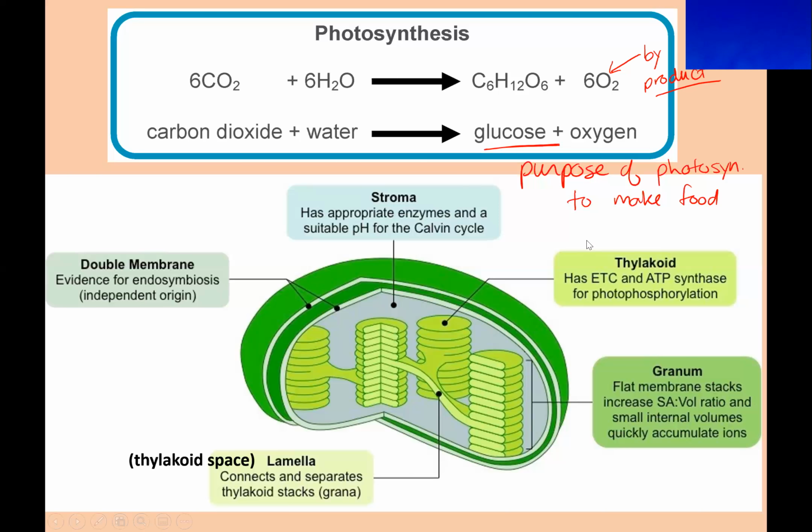So here is your chloroplast. It's got that double membrane. Like it says, evidence for endosymbiosis. It has the thylakoid space, so the space inside these sacs. The thylakoids are these membrane sacs that are all stacked up. And then the stroma, really important for where the Calvin cycle is.